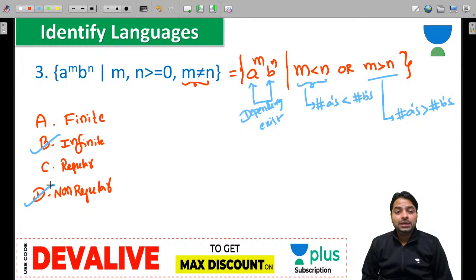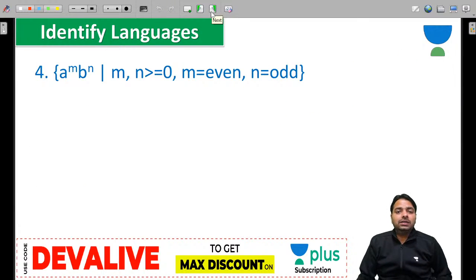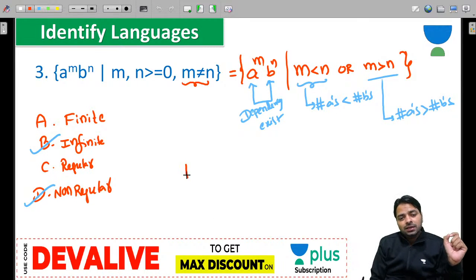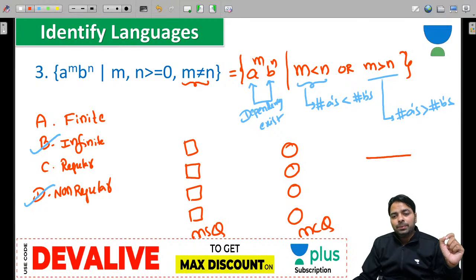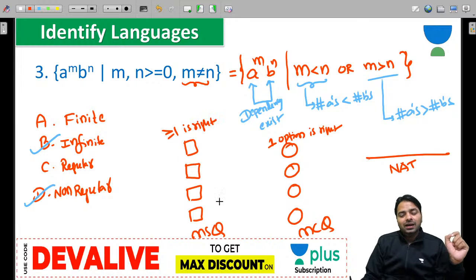Yes, MSQ. I am trying to help you understand how MSQs are possible now. And very good news for everyone, guys. They have clearly mentioned that in the coming GATE exam, a checkbox will be there for MSQ and a radio button for MCQ. So this is MCQ and this is MSQ. And for the numerical type you will have a blank. This is the numerical answer type. So here one option is right. Here greater than or equal to 1 is right. And here you need to enter a numerical answer.